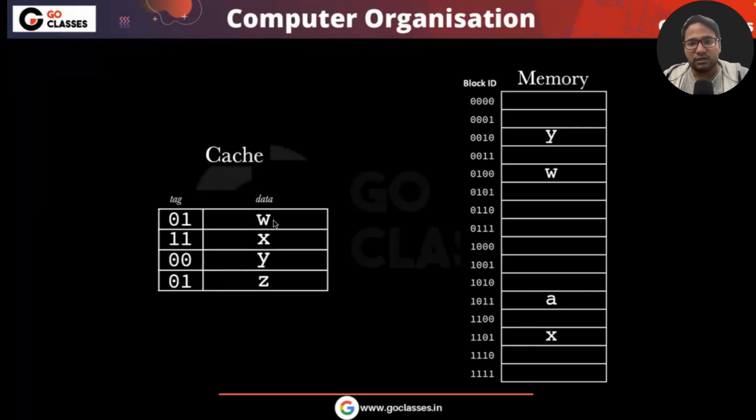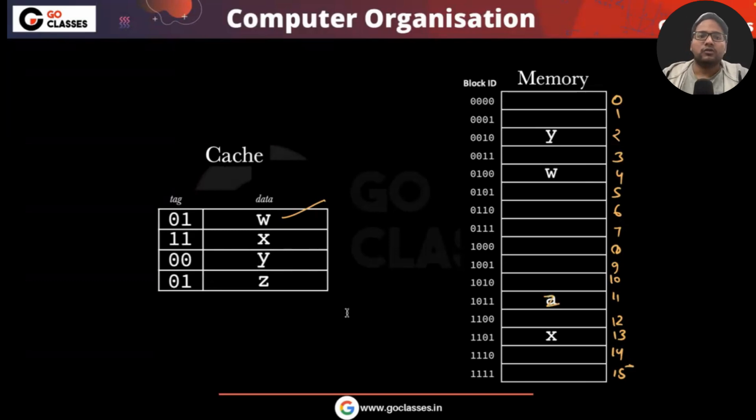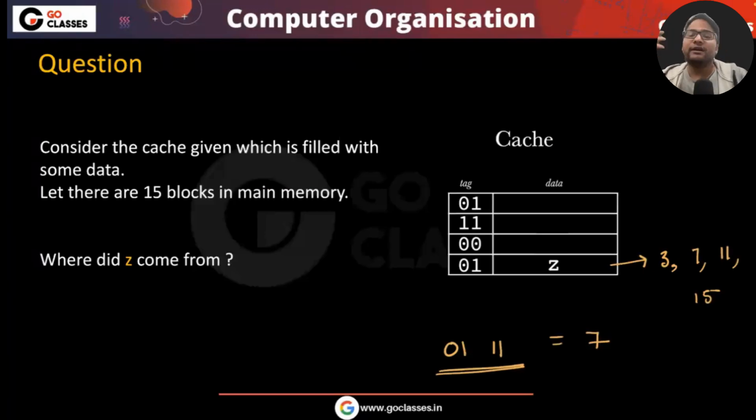So see, this particular W was coming from, this is 0, 1, 2, 3, 4, 5, 6, 7, 8, 9, 10, 11, 12, 13, 14, and 15. 0 to 15. W was coming from 0, 1, 2, 3, 4, right? W was coming from 4 and so on. This X was coming from here, I think. And this is Y, and I think this I can write as Z. Okay, doesn't matter. So I hope you understood what I'm trying to say. Using the tag, you can tell me currently it contains the data from which block. That's why tag is also very, very important. Okay, cool.